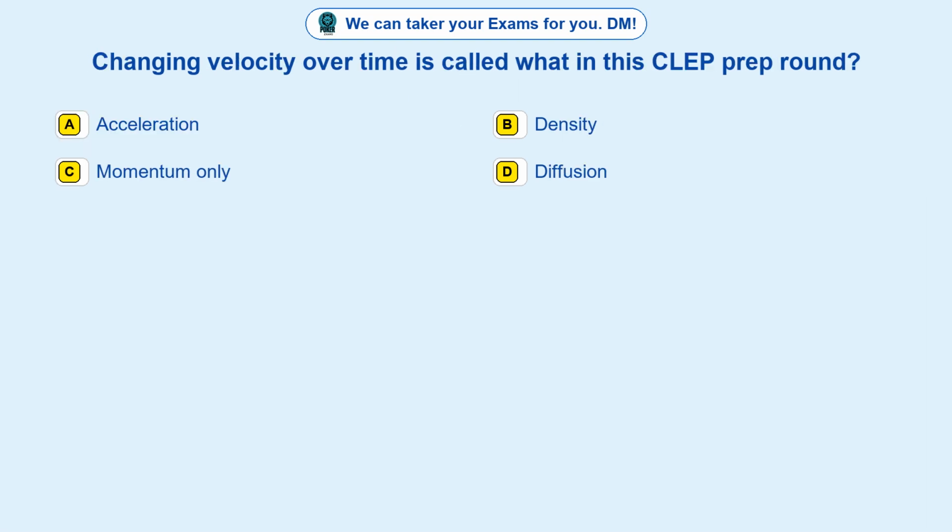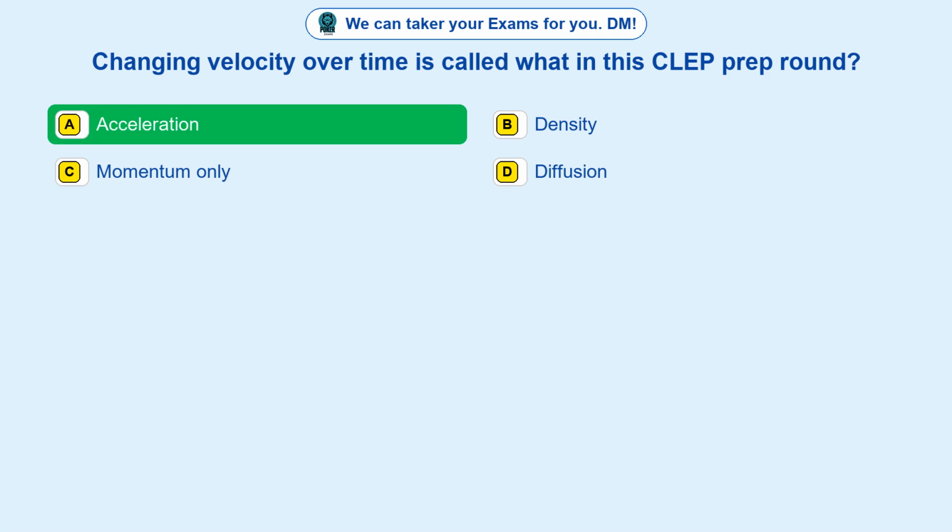Question 56. Changing velocity over time is called what in the CLEP prep round? Option A, acceleration. Option B, density. Option C, momentum only. Option D, diffusion. The correct answer is option A, acceleration.